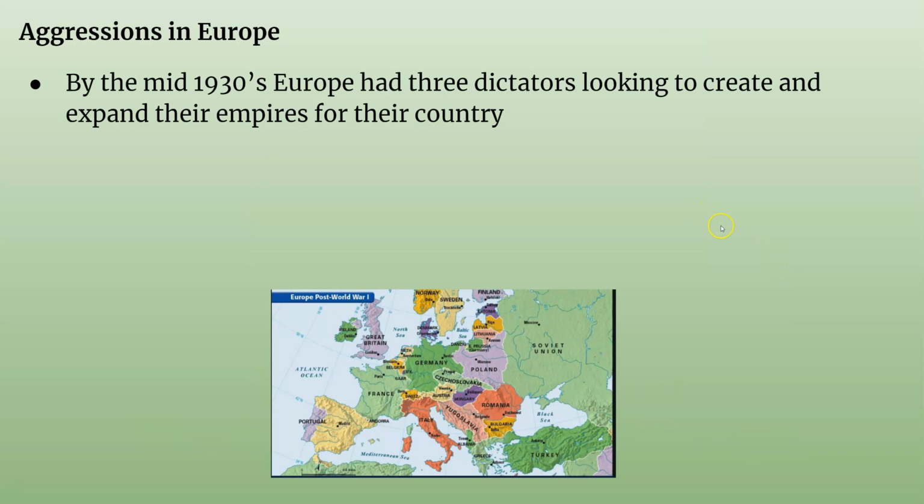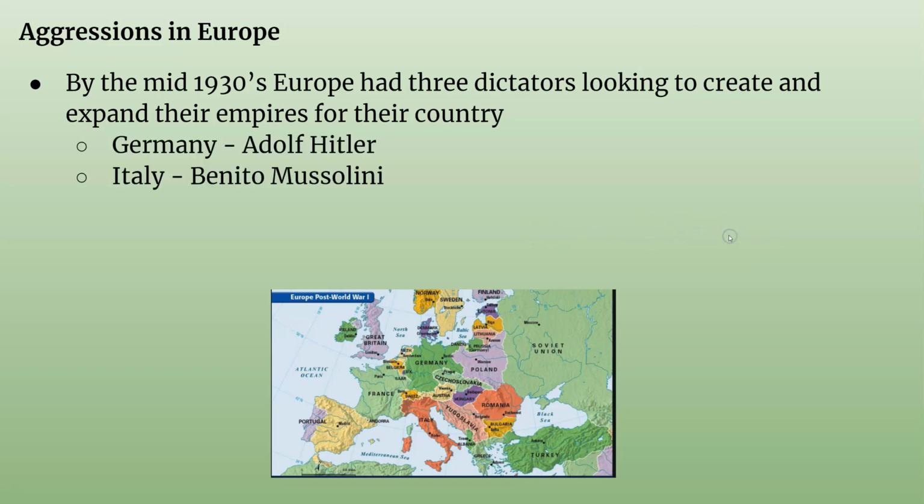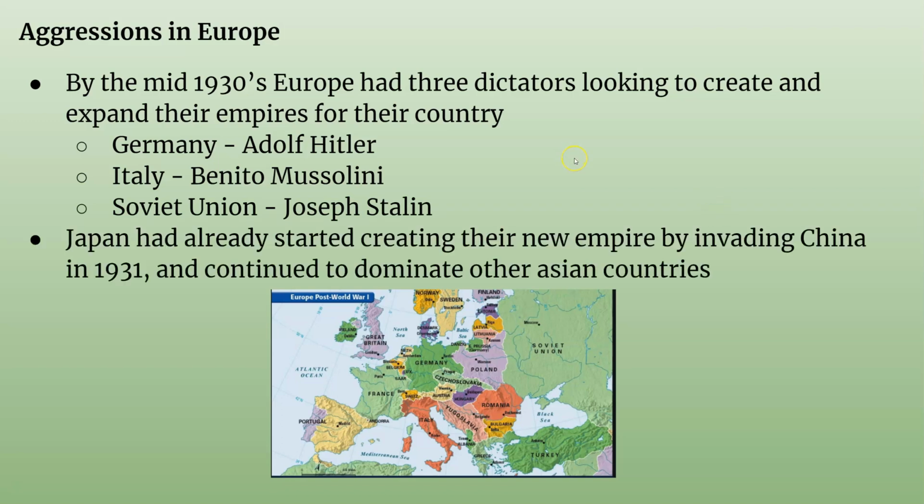So by the mid-1930s, Europe had three dictators, as we discussed in the last section. Germany had Adolf Hitler, Italy had Benito Mussolini, and the Soviet Union had Joseph Stalin, all with the goal of expanding their empire for their country. Japan had already started creating their new empire by invading China in 1931, and then continued on to dominate other Asian countries.